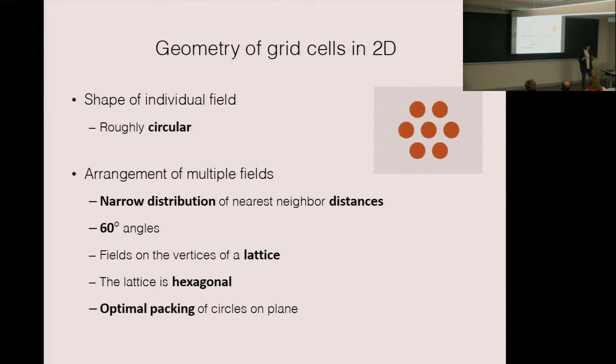There's a narrow distribution of the distances between nearest neighbors. That's what I showed you before. There are the 60 degree angles between triplets of neighboring fields. The fields are in fact on the vertices of the lattice. The lattice is hexagonal, and the hexagonal pattern is the optimal packing of circles in the plane. So now with this list in mind, I can see which of these things are maintained in 3D.